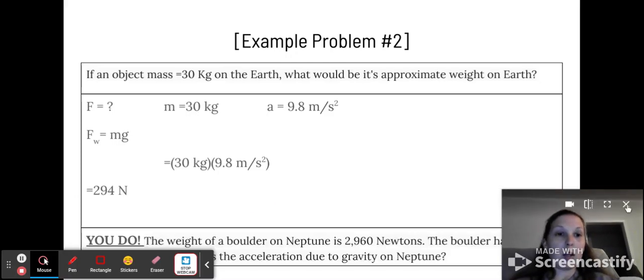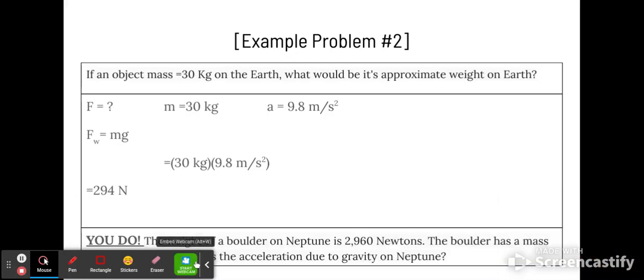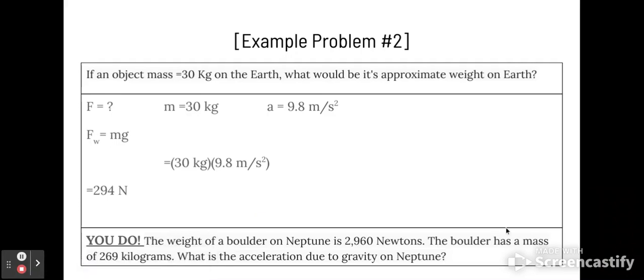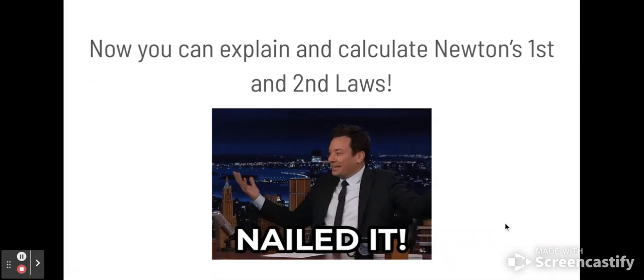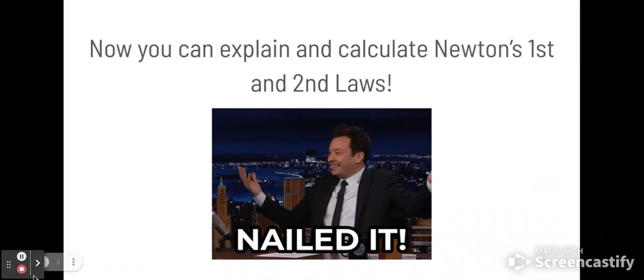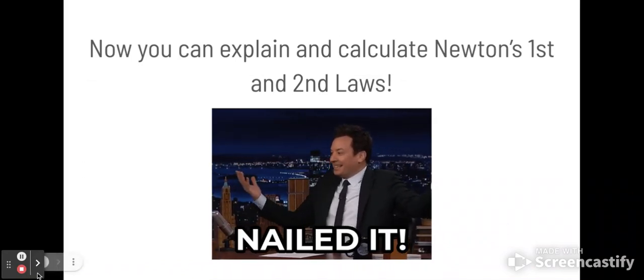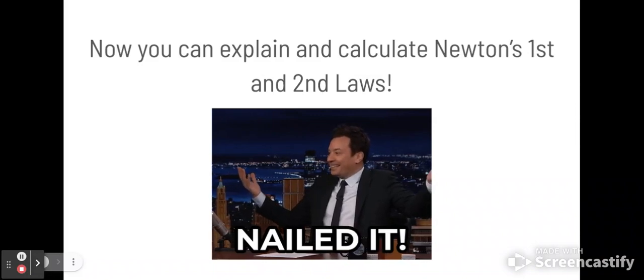Again, go ahead and pause your video and try this example. All right, guys, so now you should be able to explain and calculate the first two of Newton's laws of motion.